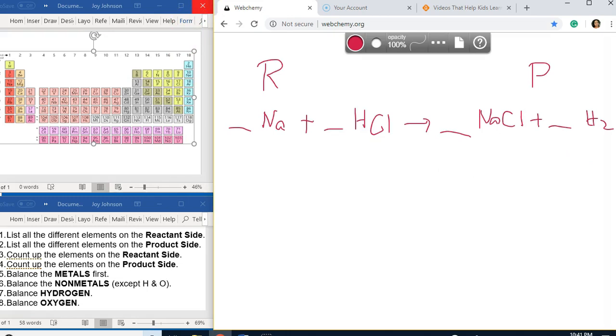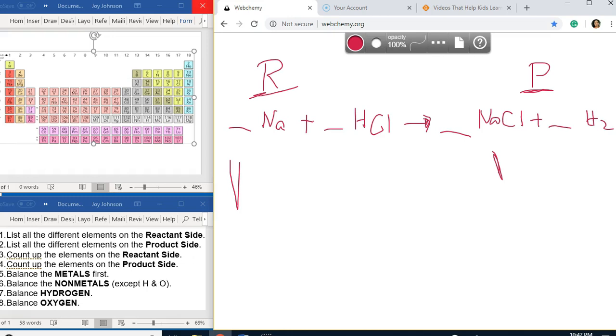So now let's try to follow the steps again. The first one is list all of the different elements on the reactant side. This is our reactant side and this is our product side. What I did earlier was put all the different elements in here and also here, but I'm going to show you another way of doing it. You have your arrow right here, which is your combined to form the product.